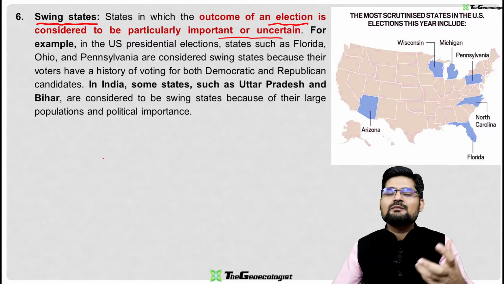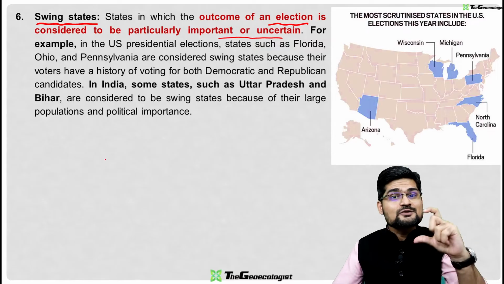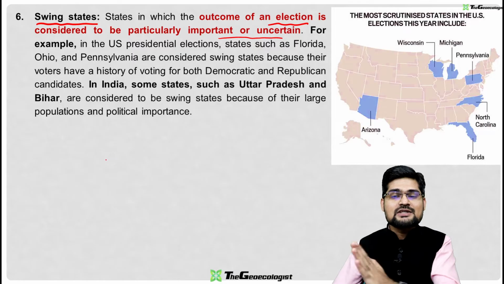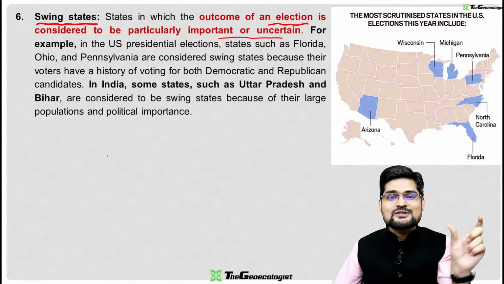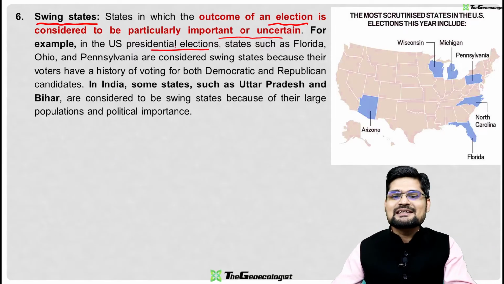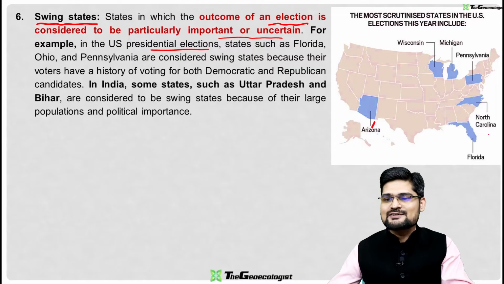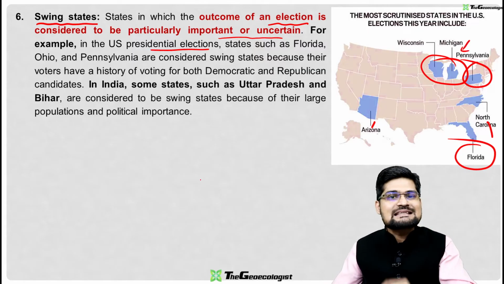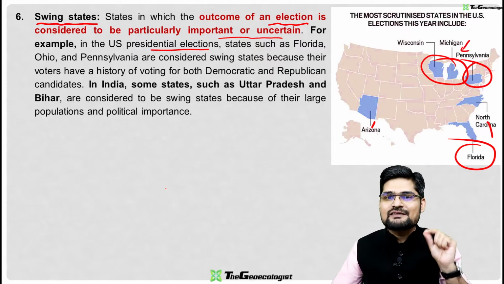Some states have a clear majority for a given party, but there are some swing states which may favor one party in a particular election and may change its viewpoint. So this is called a swing state. In US presidential elections, you will observe these states: Arizona, North Carolina, Florida, Pennsylvania, Michigan, Wisconsin. They have been termed as swing states, looking into the data of the previous elections.